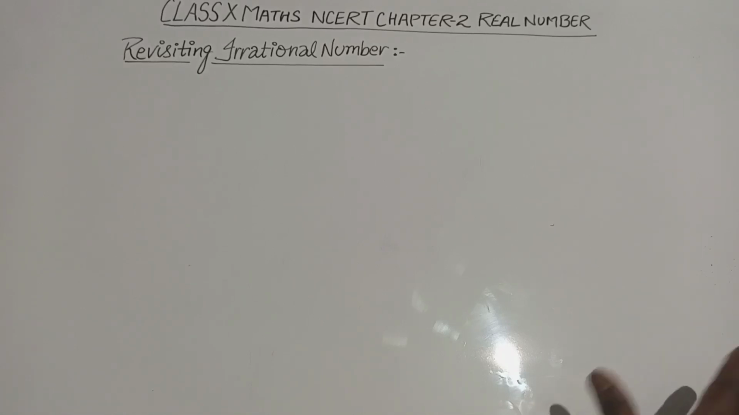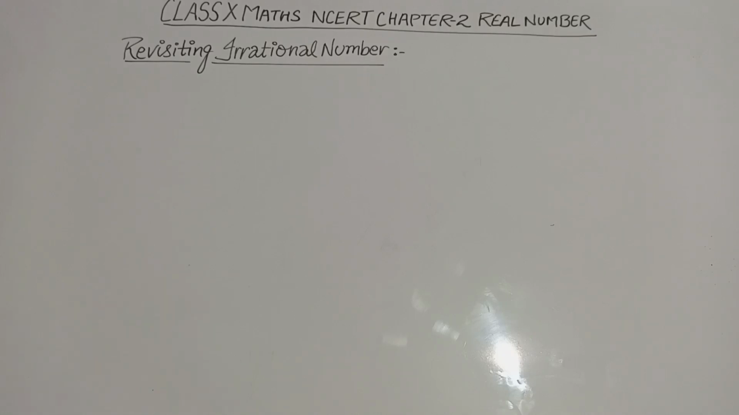But we couldn't prove that root 2, root 3, root 5, root 7 are irrational. We didn't prove that root 2, root 3, and root 5 are irrational numbers. Now in this class 10th, we are proving root 2, root 3, root 5.